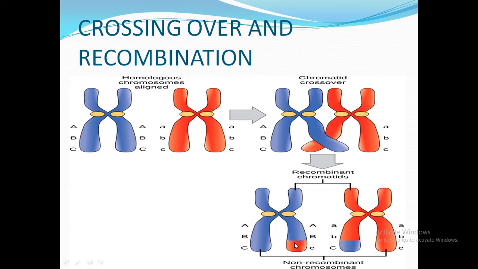So some of the chromosome segments containing alleles are exchanged between the two chromosomes, so that some genes from the maternal chromosome move to the paternal chromosome, and some genes from the paternal chromosome move to the maternal chromosome. This process of crossing over thus results in recombination. This exchange of genes between the non-sister chromatids of the homologous chromosomes is nothing but recombination. So recombination is the exchange of genes, and crossing over is the phenomenon that results in recombination.